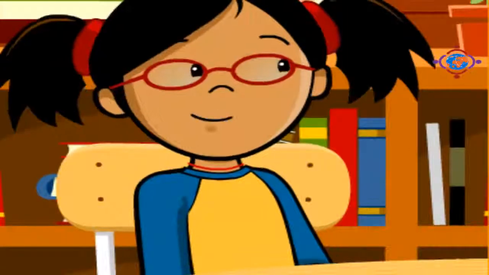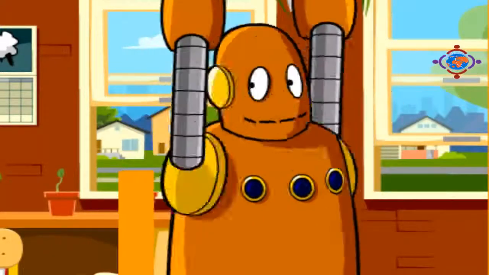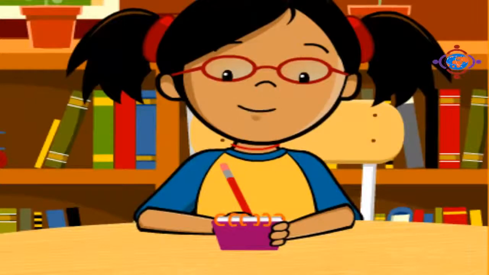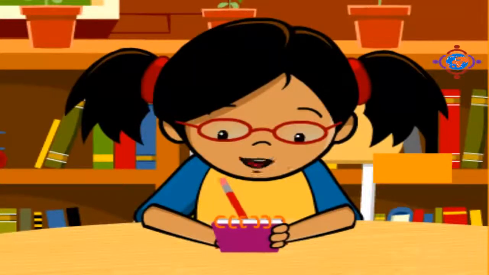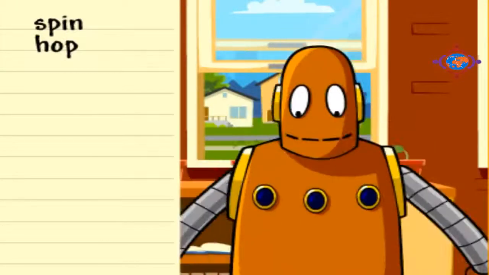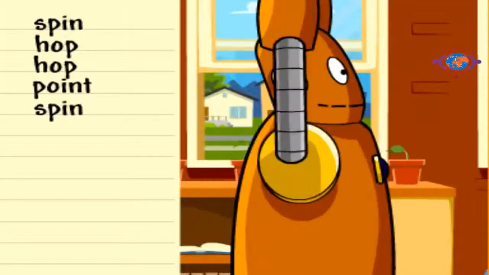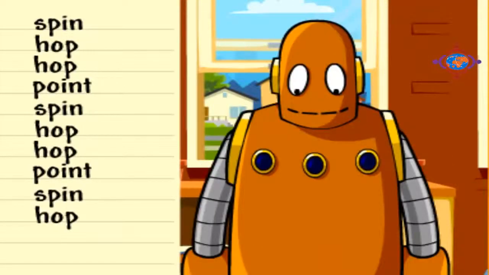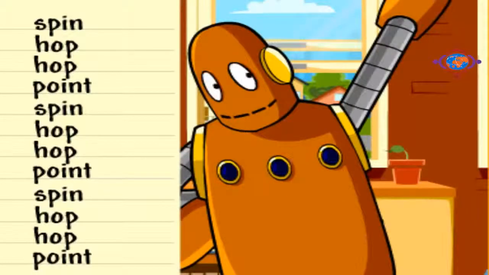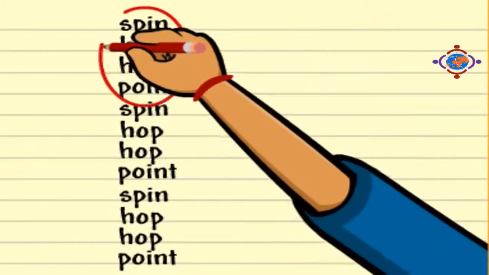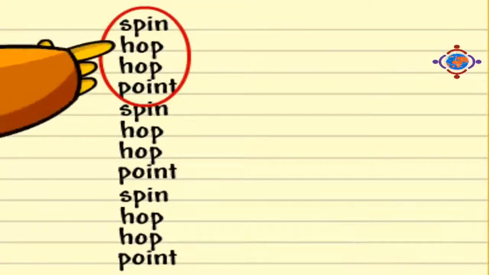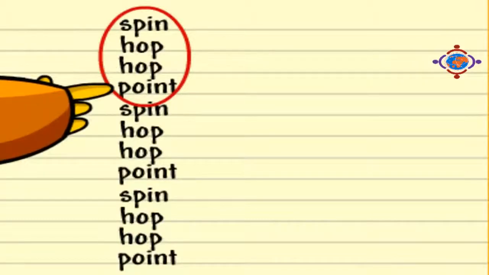You have a pattern to show me? It's helpful to write down or draw pictures to help you figure out a pattern. Spin, hop, hop, point. Spin, hop, hop, point. Spin, hop, hop, point. Cool. I see the pattern. What happens right after you spin? You hop twice, then point.